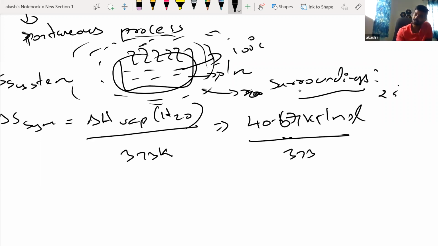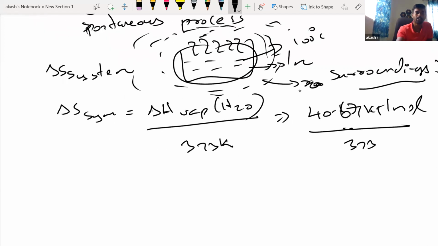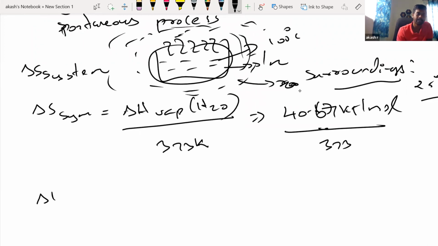The surrounding is at room temperature, say 25 degrees Celsius. The water is at 100 degrees Celsius, but whatever is outside is at normal room temperature. It is assumed that I'm doing it in a normal room at sea level, so room temperature can be 25 to 27 degrees Celsius. So now if I have to calculate entropy, you have to calculate the entropy of surroundings.